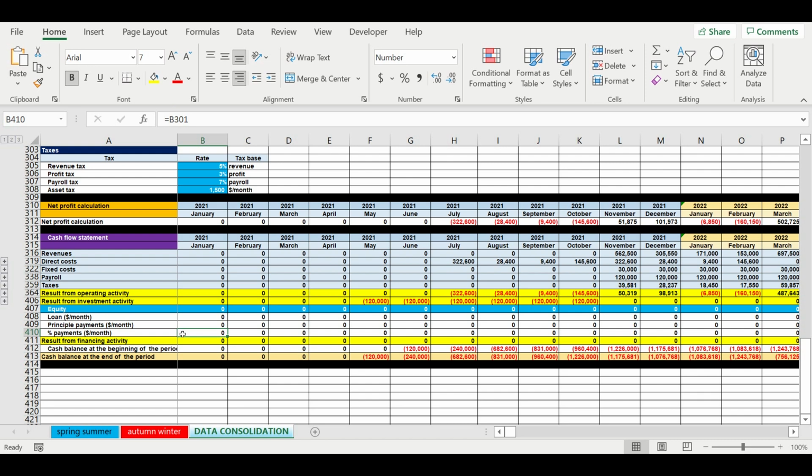Today we'll continue creating a financial model of a store from scratch, and today we'll be talking about the financing that is needed to start the business.